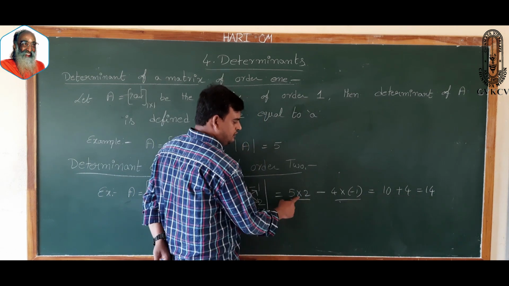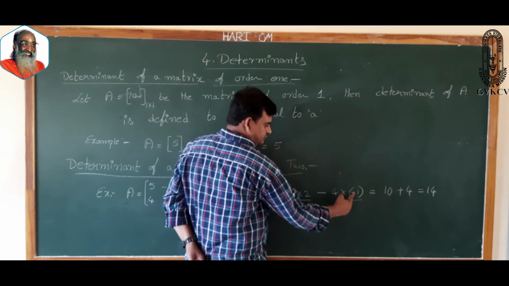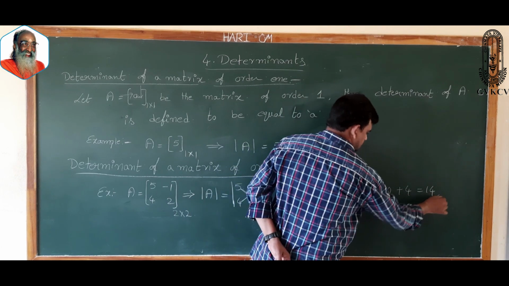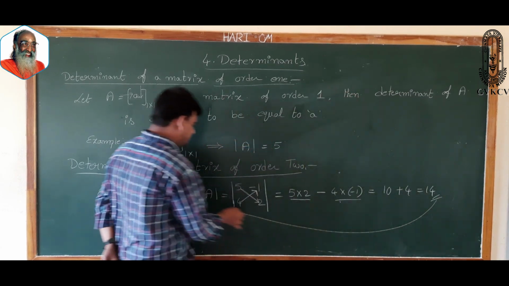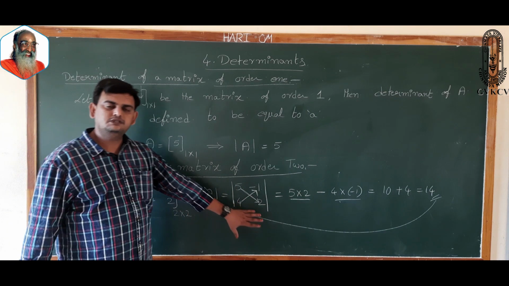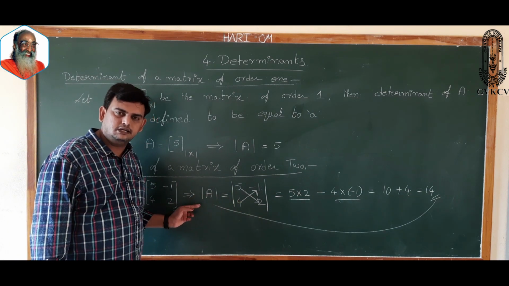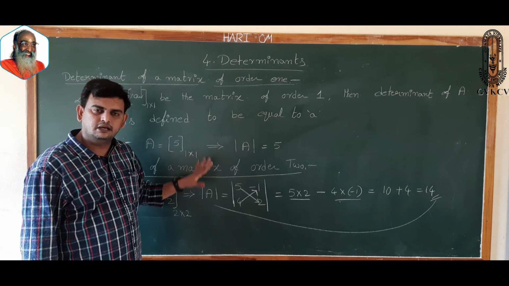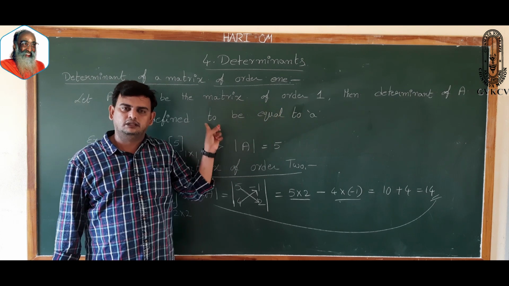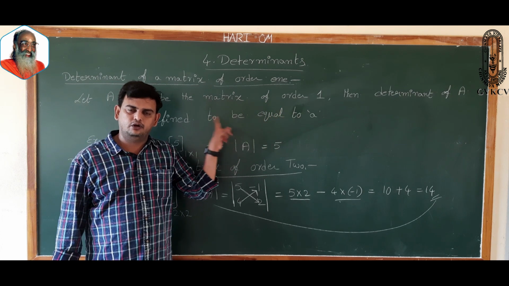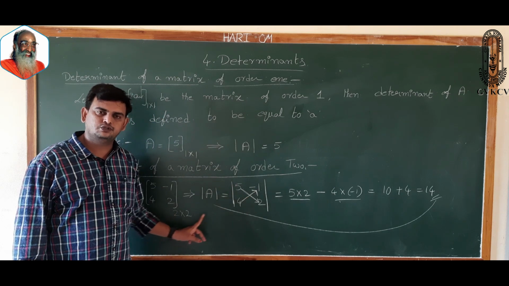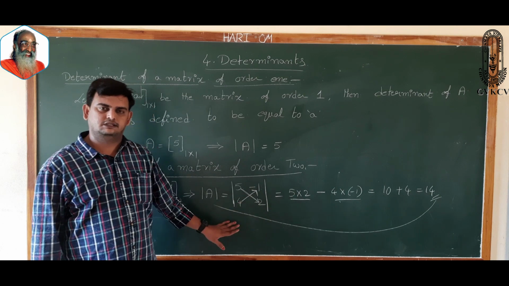When we simplify, 5 2s are 10, minus of minus is plus, 4 1s are 4. We have 10 plus 4, which is 14. This 14 represents the value of the matrix A, which gives us the determinant of the matrix A. So the determinant is applicable only for a square matrix. When we have an order 1 matrix, the element itself represents the determinant of the matrix. When we have a 2 by 2 square matrix, this is the process to find the determinant of a matrix.